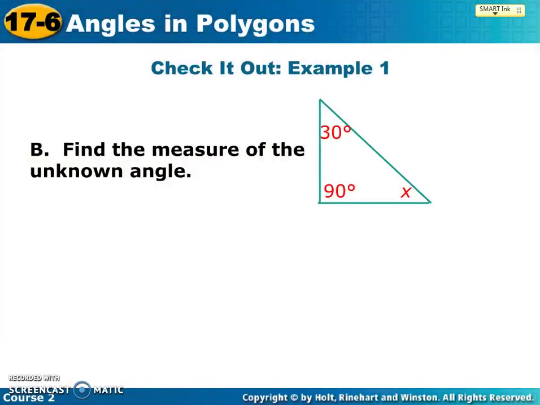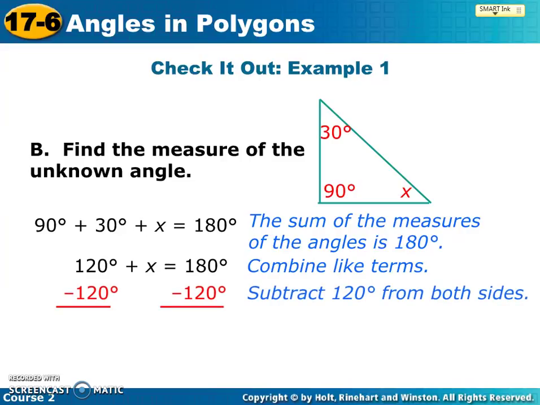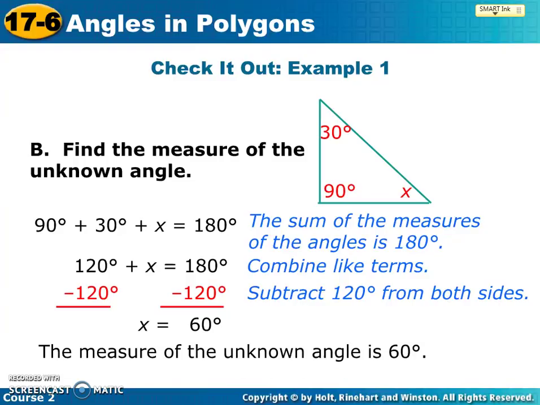Here we can find the measure of the unknown angle. We have two angles, one at 90 and one at 30, and we want to find x. Again, we know that all three of these have to equal 180. So 90 plus 30 plus x equals 180. We can combine those like terms, so 90 plus 30 equals 120. Again, we want to get x by itself. Because it's an addition problem, we're going to subtract 120 from each side. And 180 minus 120 is 60 degrees. So we know that our missing angle x is 60 degrees.